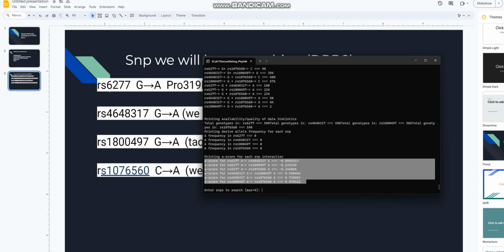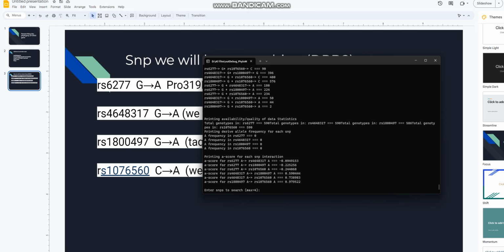The A-scores measure how closely related the two genotypes are, which means how statistically significant is the relationship between a particular genotype in one SNP together with a particular genotype in another SNP. And the higher the A score, the better. It can be negative, which means there's a negative correlation, or positive, which means there's a positive correlation. The higher the number, generally the better the correlation is.